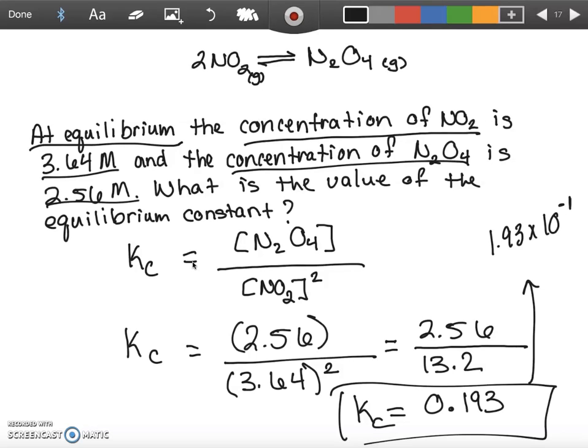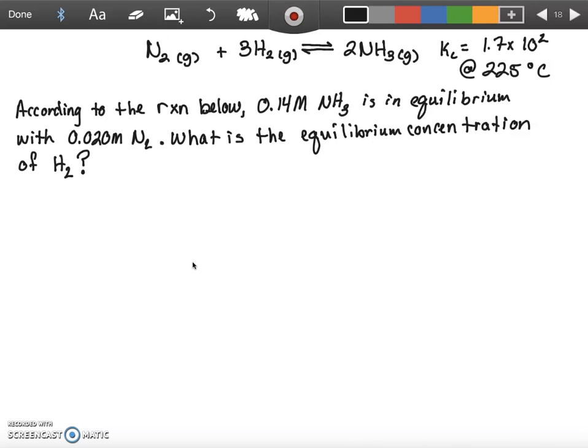Alrighty, let's go ahead and take a look at another example problem, and this time it's a little different. According to the reaction below, 0.14 molar NH3 is in equilibrium with 0.020 molar N2. What is the equilibrium concentration of H2? Okay, so the reaction up here is N2 reacting with 3 moles of H2 to produce 2 moles of NH3.